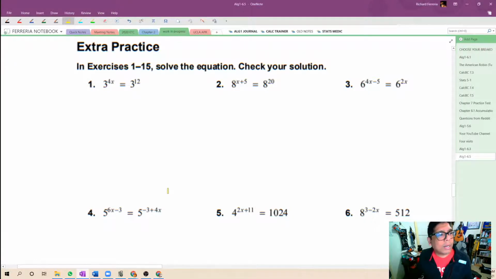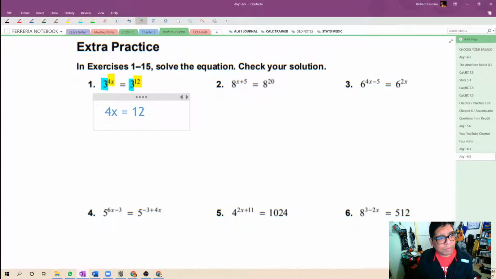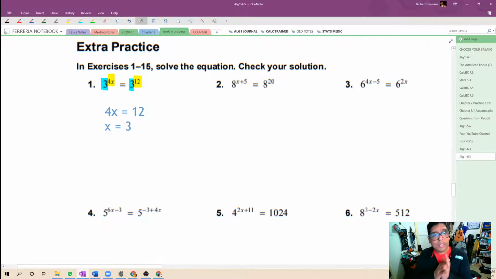Let's take a look at number 1. We notice that they have the same base, 3 and 3, but the powers are kind of different. This one's 4x and this one's 12. And what that says to me is, since they have the same base and they are equal to each other, that means the powers have to be equal as well. So 4x has to equal 12. So x has to equal 3. And that's all there is to it, really. Make sure they have the same base, and then the powers are equal.